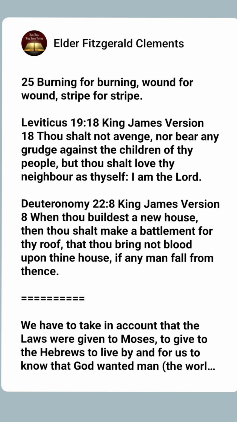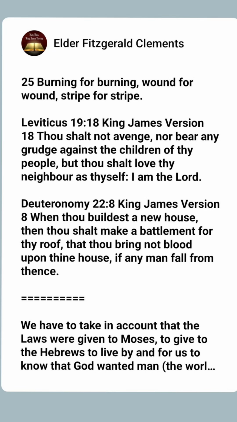Let's read Leviticus 19 chapter 18 verse. Thou shalt not avenge, nor bear any grudge against the children of thy people, but thou shalt love thy neighbor as thyself. I am the Lord. And let's read one more. Deuteronomy 22nd chapter 8th verse, also the King James Version. When thou buildest a new house, then thou shalt make a battlement for thy roof, that thou bring not blood upon thine house, if any man fall from thence.